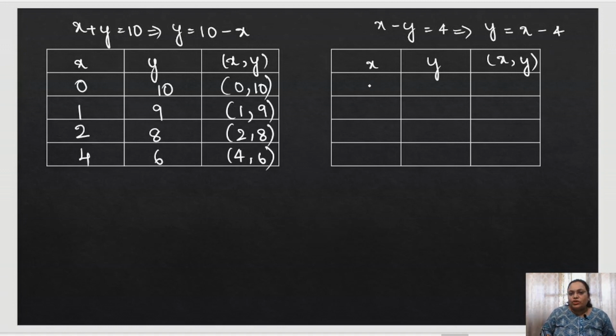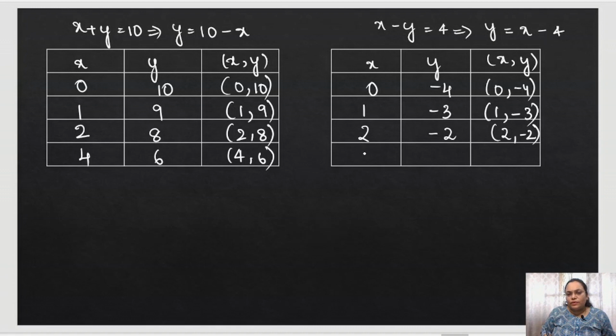So let us do for the next equation. If you take x is equals to 0 here, this is 0 minus 4 is minus 4. Y will be minus 4. Points are 0 and minus 4. And if you take x is equals to 1, this is 1 minus 4 is minus 3. Y will be minus 3. Points are 1 and minus 3. So if you take x is equals to 2, this will be 2 minus 4 is minus 2. Points are 2 and minus 2. So if we substitute x is equals to 3 here, you will get y is equals to minus 1. Okay, the points will be 3 and minus 1.